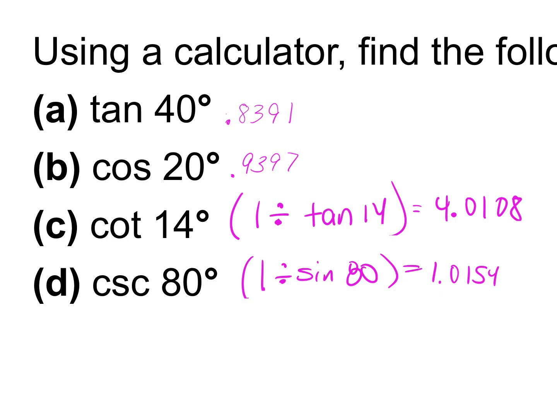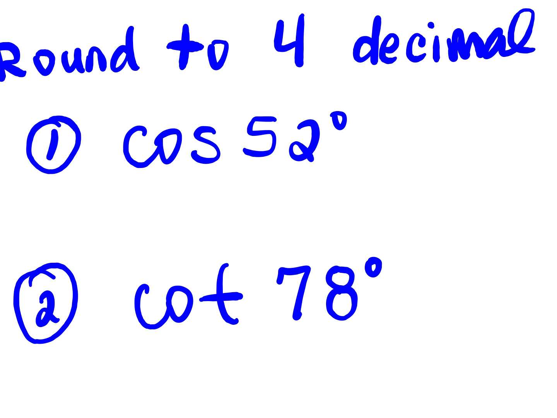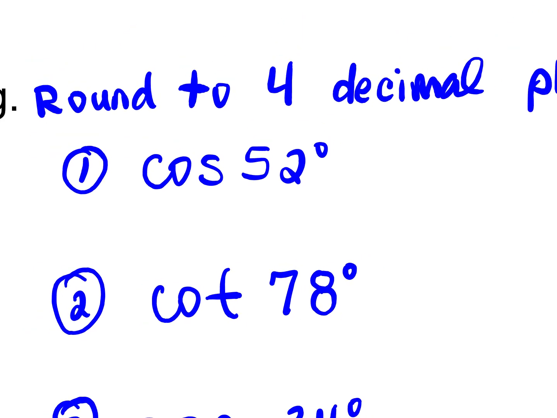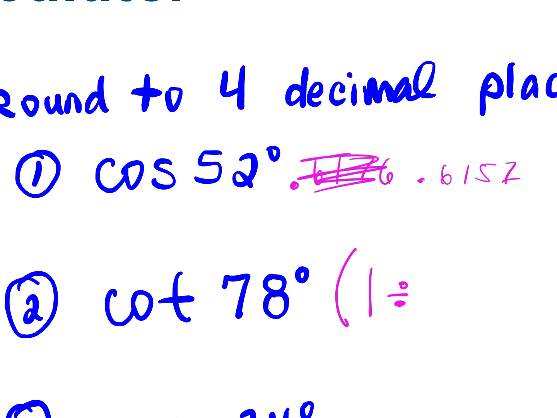All right, cosine 52. What is that in your calculator? Just hit cosine 52. 0.6157. All right, cotangent. How would you put that in your calculator? 1 divided by tangent 78.